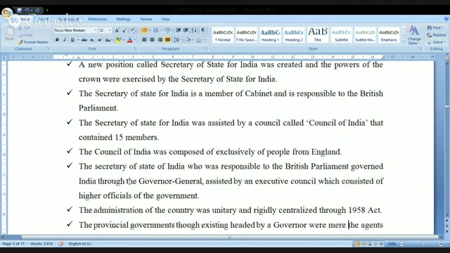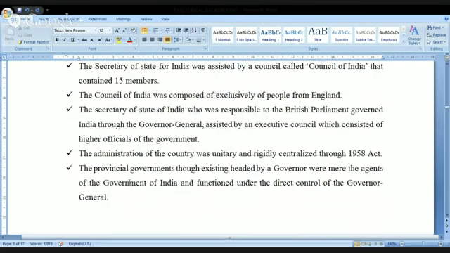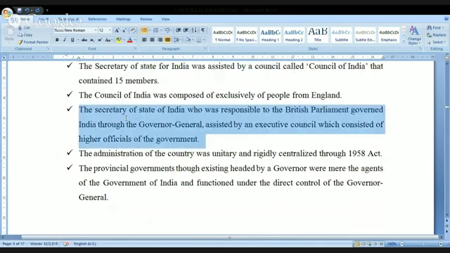Now, look at the next point. The Secretary of State for India, who was responsible to the British Parliament, governed India through the Governor General, who was assisted by an executive council which consisted of higher officials of the government. So kindly remember the sequence. The British government is at the highest level. When it comes to India, the powers of the Crown were exercised through the Secretary of State, and this Secretary of State of India is responsible to the British Parliament, and he governed India through the Governor General, that is nothing but the Viceroy.